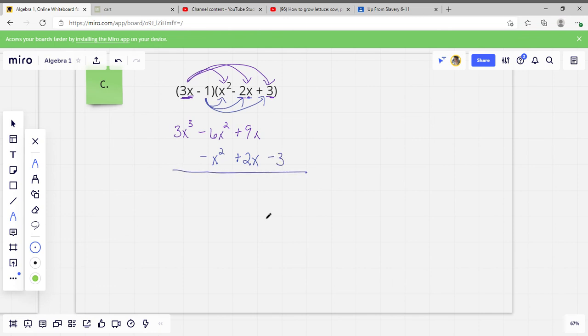Now I'm going to put these together, and I get 3x to the third. Negative 6, negative 1 would be negative 7x squared. 9 plus 2 is 11, plus 11x, and then minus 3. So that's the answer to C. I think that was it for the practice problems.